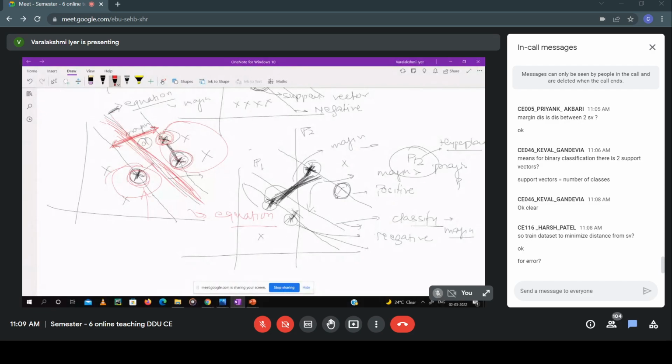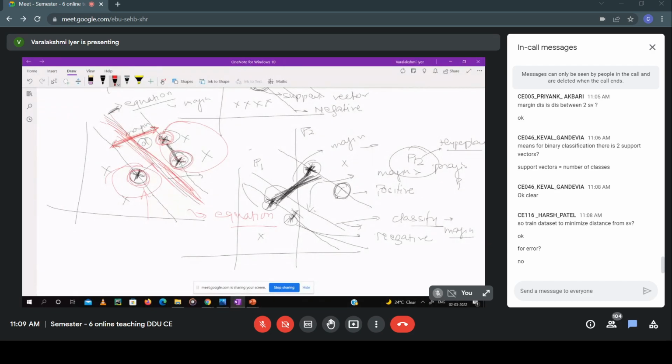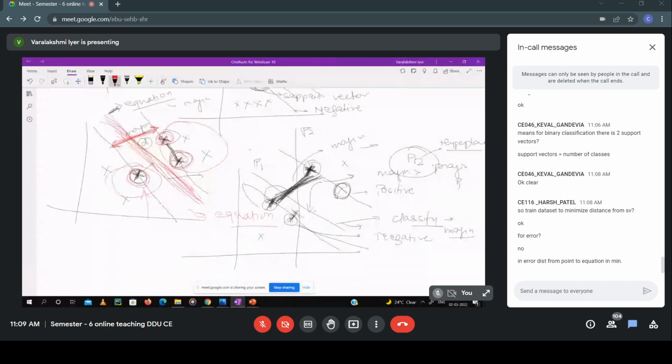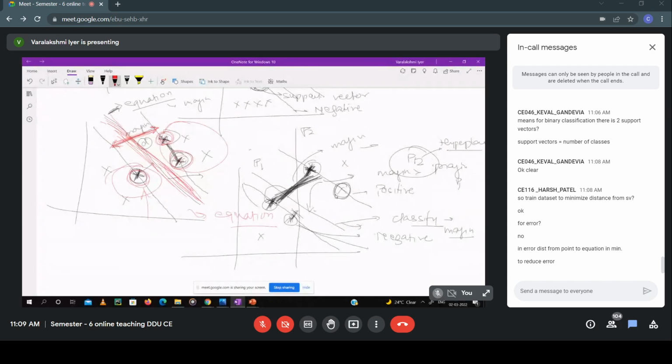In the case of error, by error, do you mean that some of the points are on the negative side and some of the points on the positive side? Do you mean that? Yes. Then can you elaborate what you are trying to say? Okay, the error from the point. To reduce the error, right.